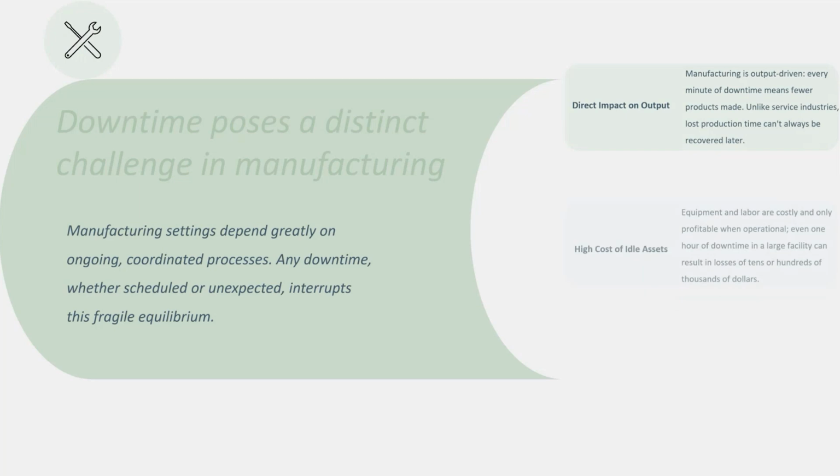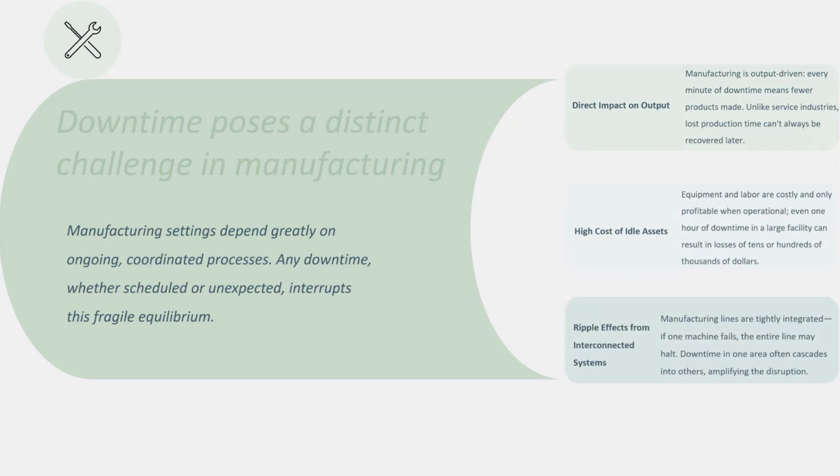Just to get things started and to talk a little bit about the manufacturing industry specifically, downtime poses a significant and unique risk to the manufacturing industry. Manufacturing settings depend greatly on ongoing coordinated processes, so any downtime, whether it's scheduled or unexpected, interrupts that fragile equilibrium. That can lead to direct impact on output, high cost of idle assets, and ripple effects from interconnected systems.